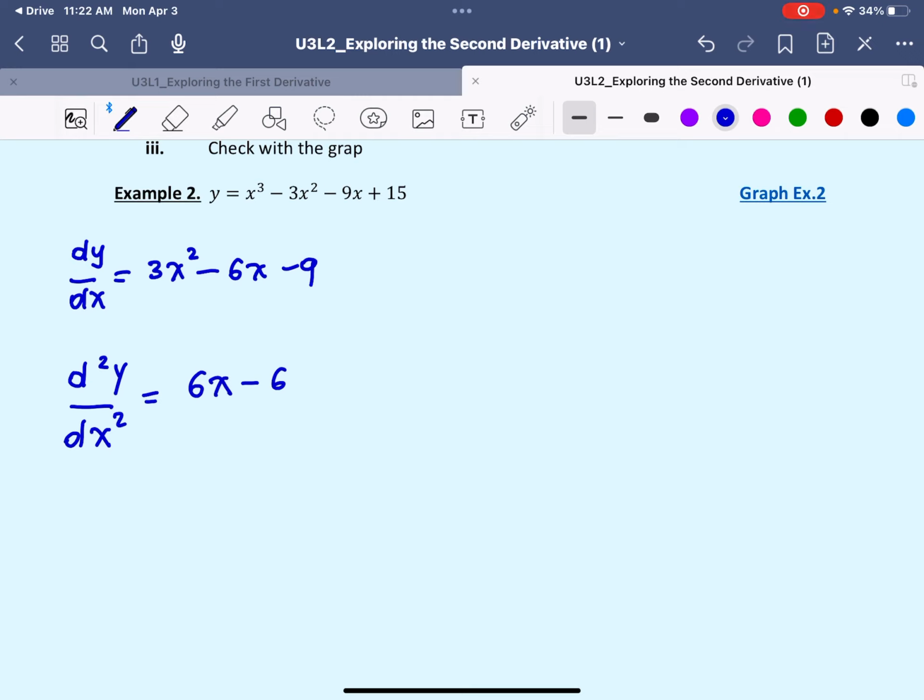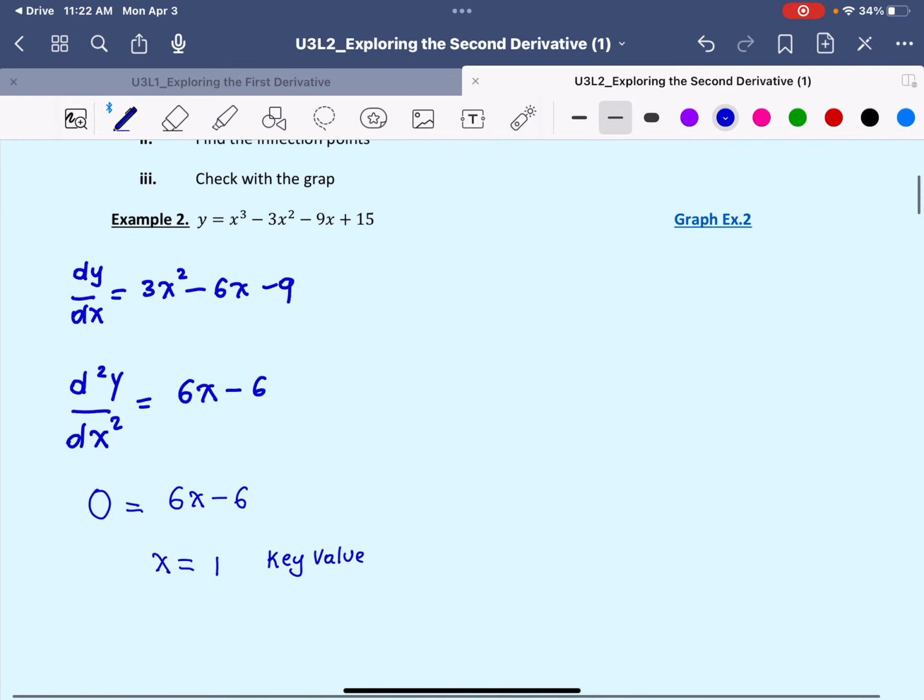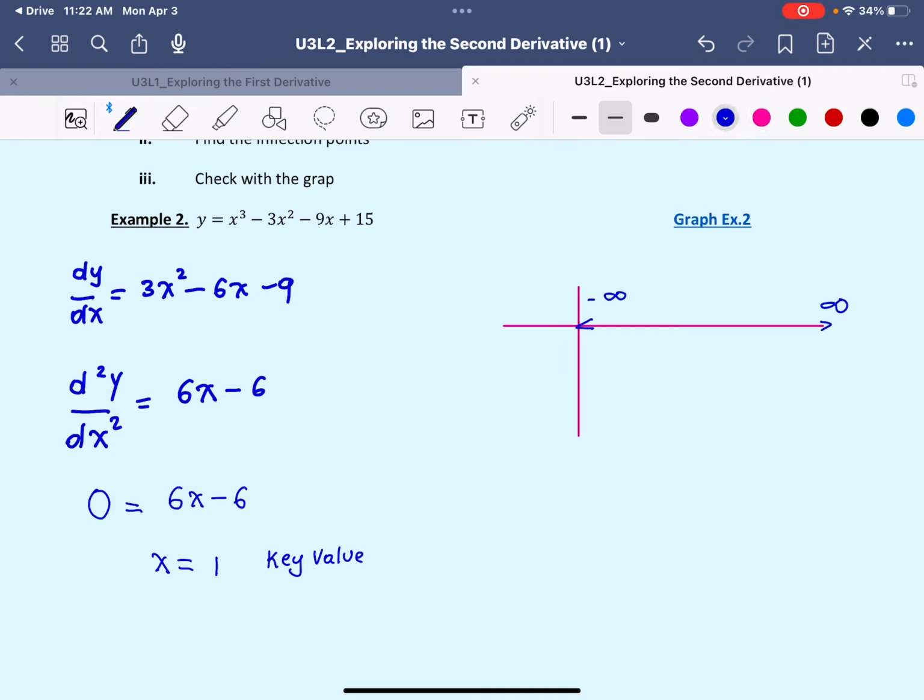To study the sign of the second derivative, we'll have to make this equal to 0. So we have to find the 0 of it first, which happens at x equals 1. So at x equals 1, we have a key value, which can turn out to be a point of inflection. So we are going to build the chart for the second derivative. Here goes the number line from negative to positive infinity. And here goes the sign of the second derivative, which is in the form 6x minus 6. It has a key value right at 1.